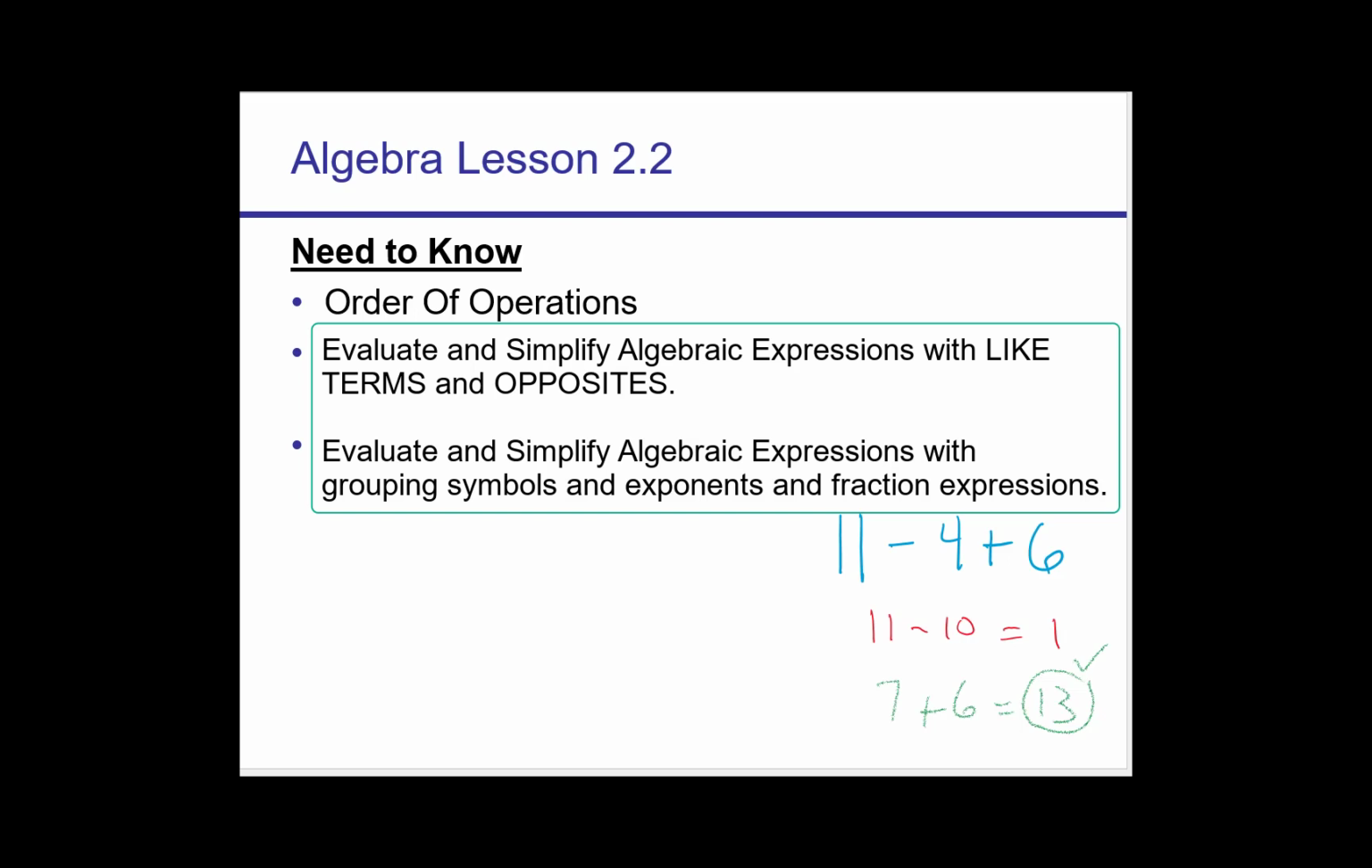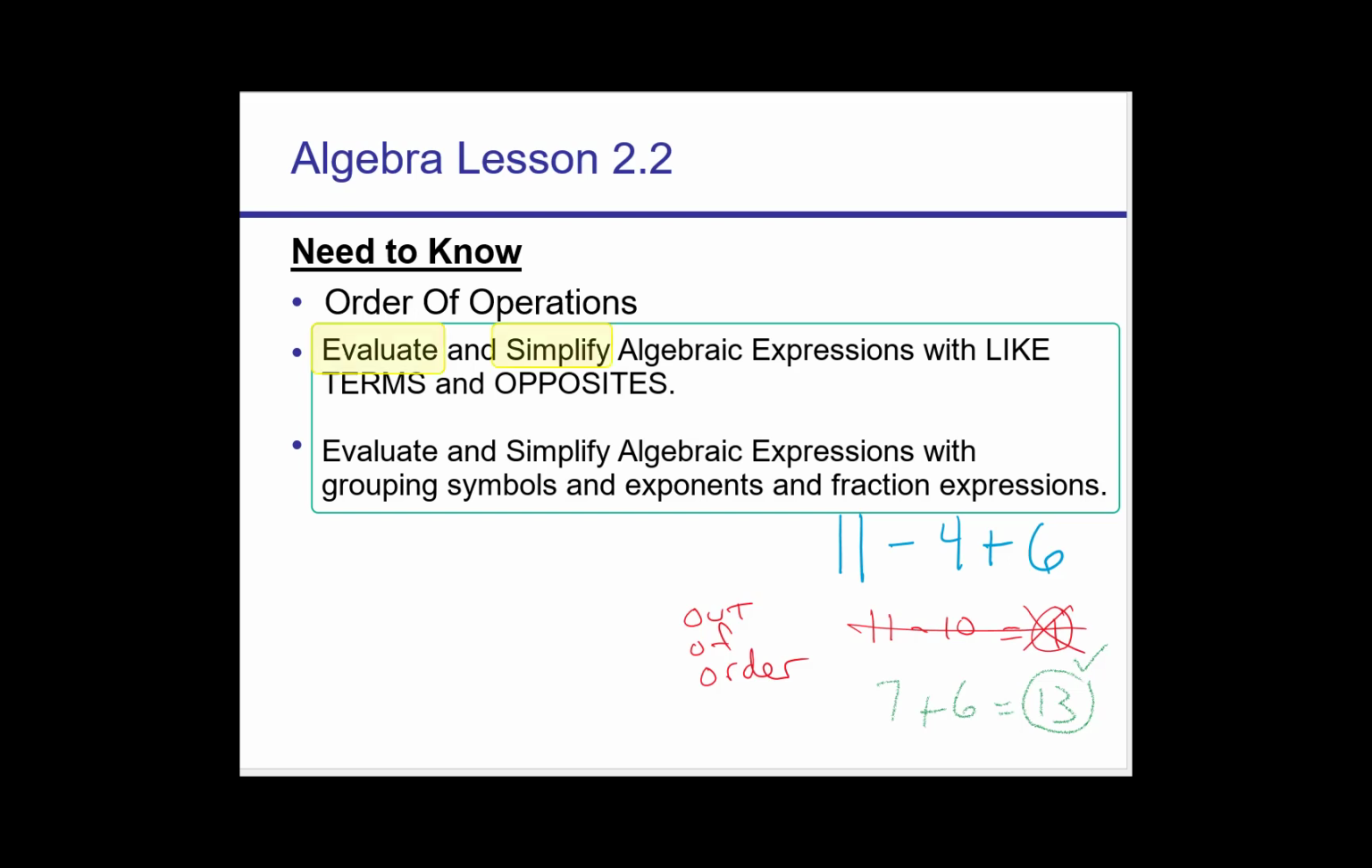And if you got 1 on this answer, that's incorrect. And it has something to do with going out of order. So if you got 1, that's all the more reason for you to really pay attention when we do the order of operations, because that one got messed up.